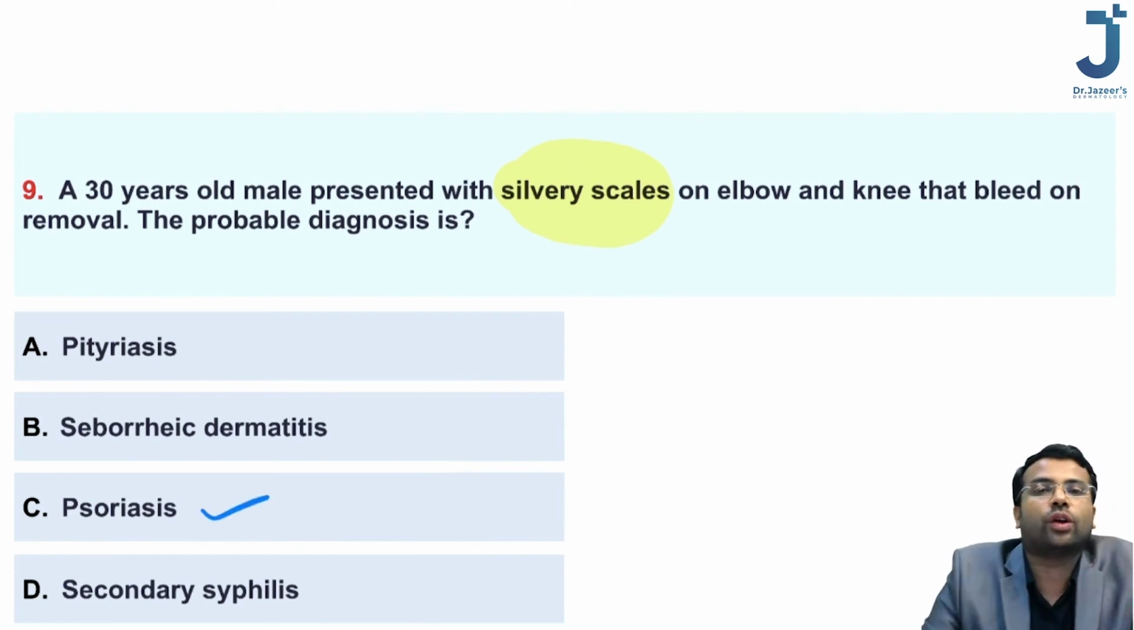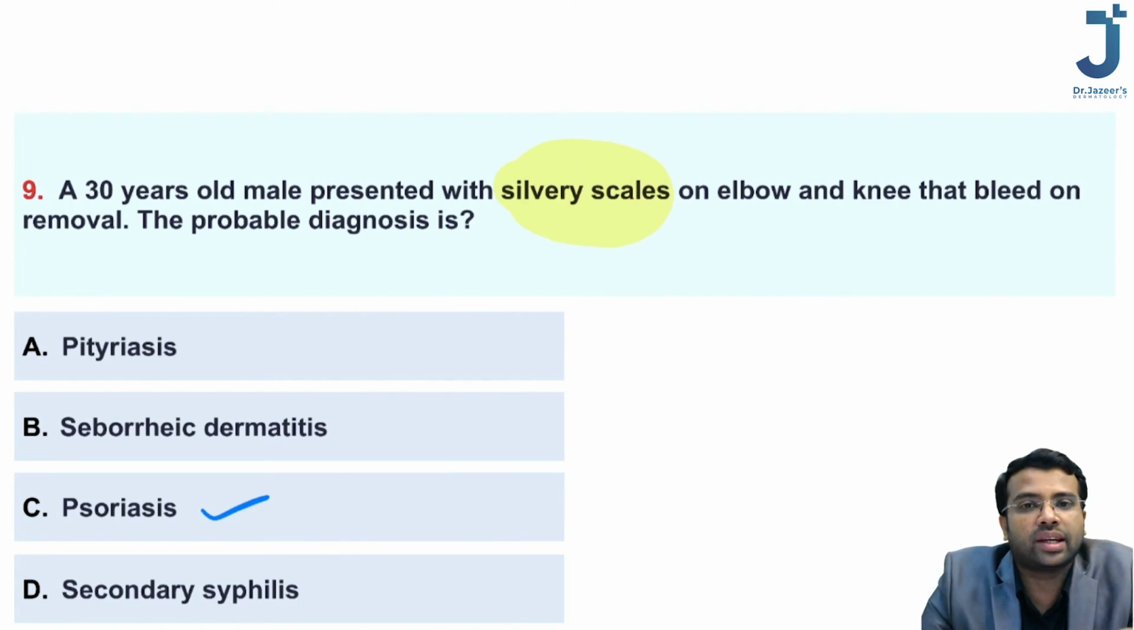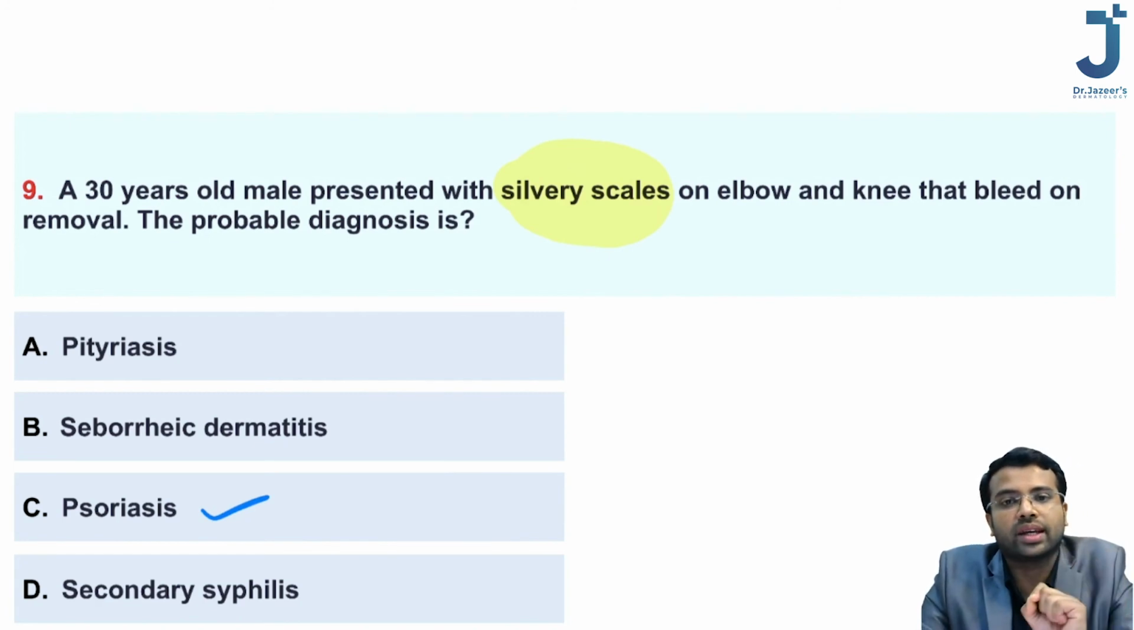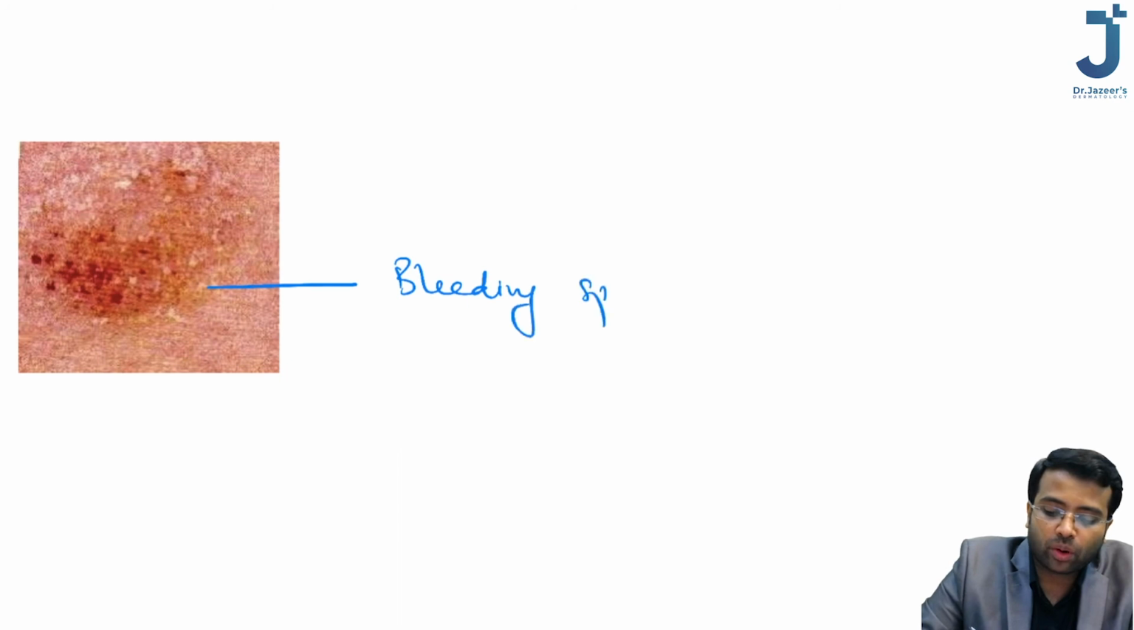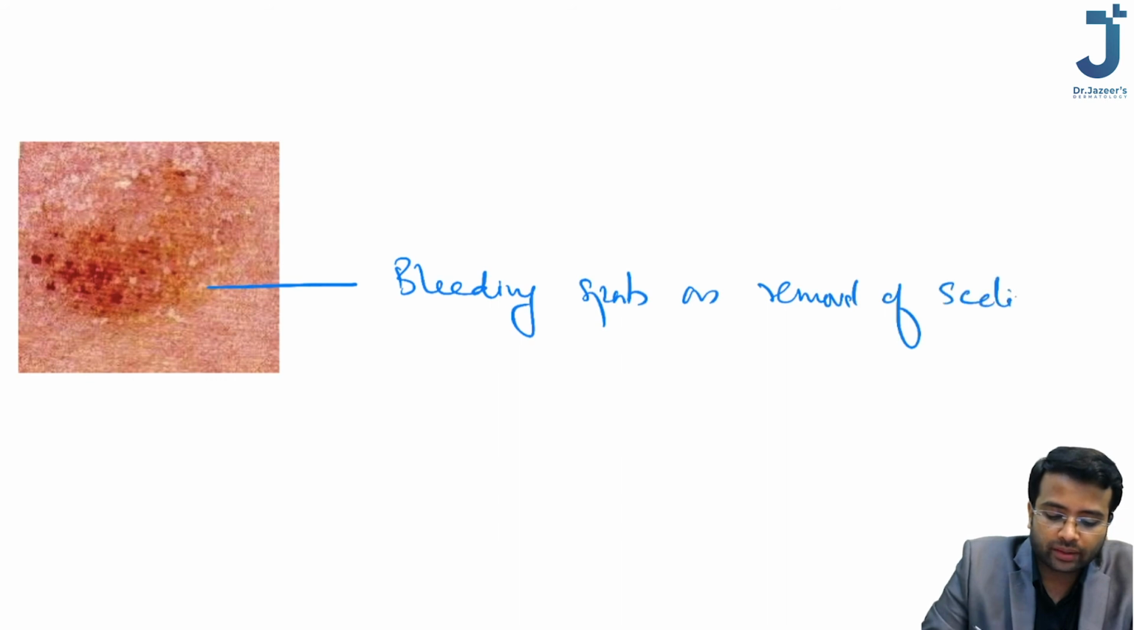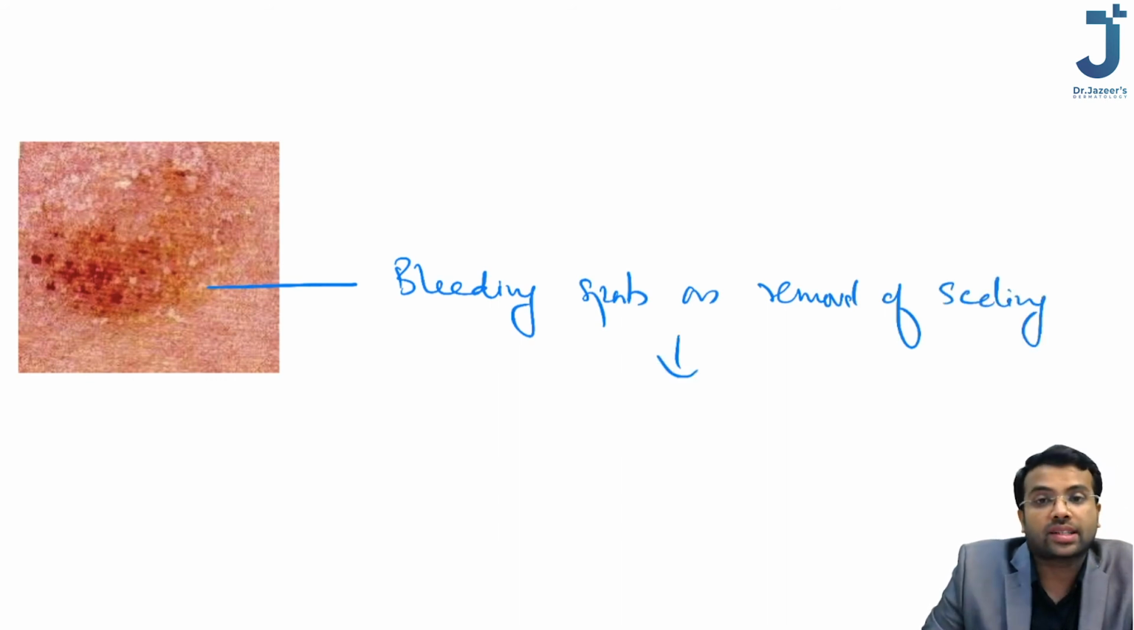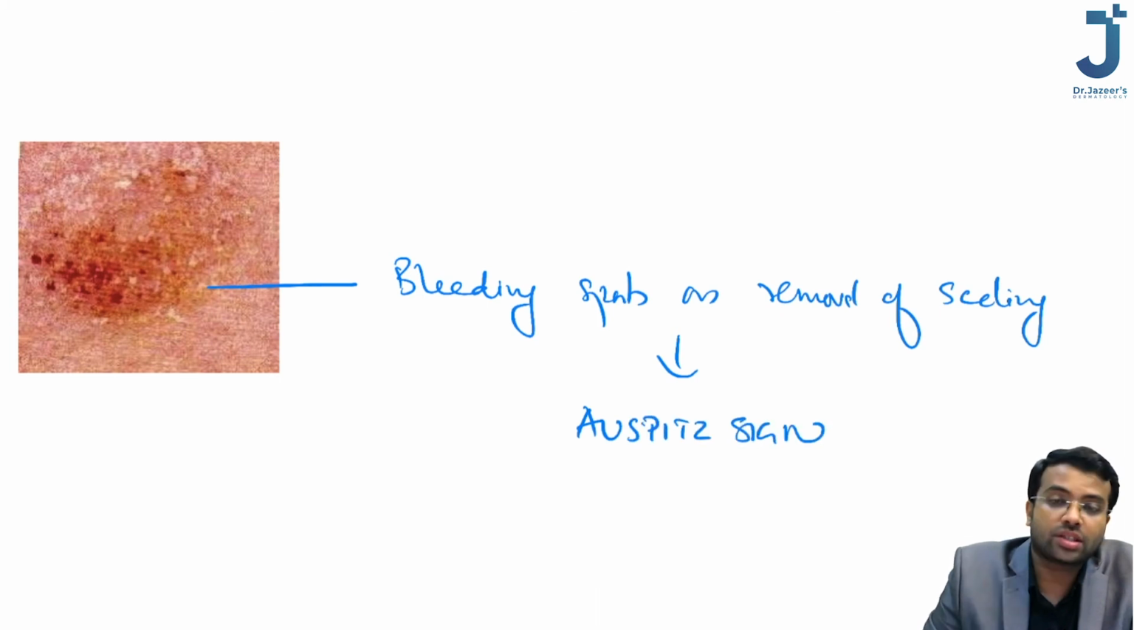But what is this phenomenon? If there is some scaling, and you are trying to remove these scales, you are going to see some bleeding spots like this. So these bleeding spots on removal of scaling is a typical sign, called the Auspitz sign. This is the Auspitz sign that you see in psoriasis.